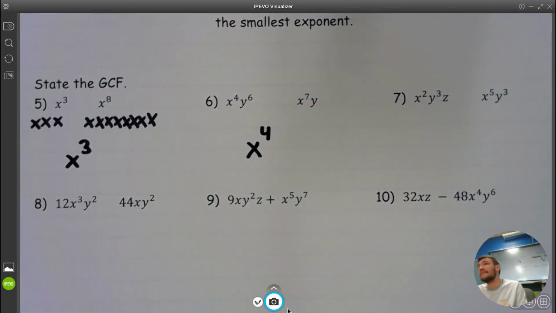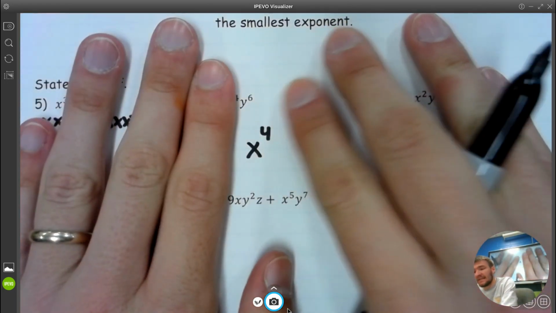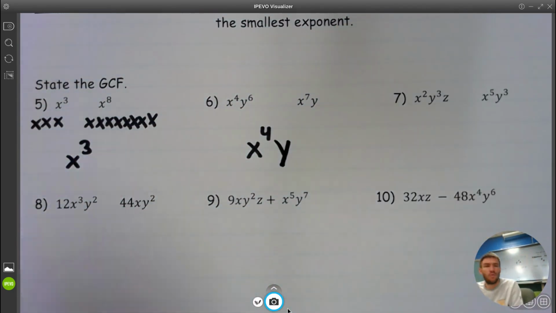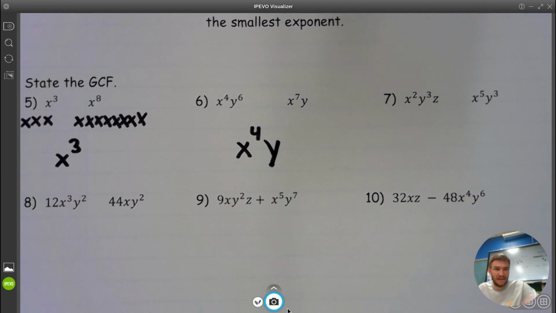And we're not quite done yet because we got to do the y's. I see that we've got 6 and 1. So what is the smallest amount? This guy's got 6, but this guy only has 1. The answer should be 1. So you're looking for who has the smallest amount. All right. Now number 7.